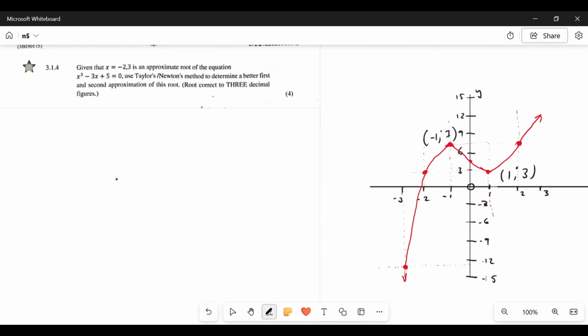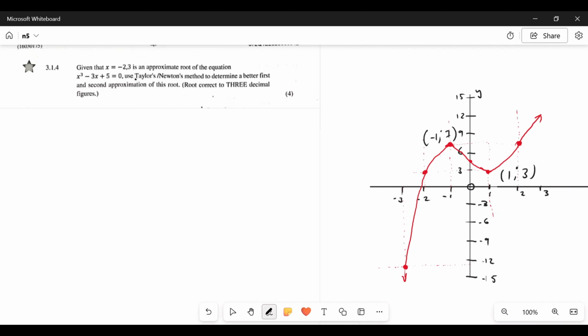3.1.4. Alright guys, here's our 3.1.4. Now we have a statement here. Let's read the statement and analyze this question. So the question goes like this: given that x equals negative 2.3 is an approximate root of the equation x cubed minus 3x plus 5 equals 0, use Taylor's method or Newton's method to determine a better first and second approximation of this root (root correct to 3 decimal figures).